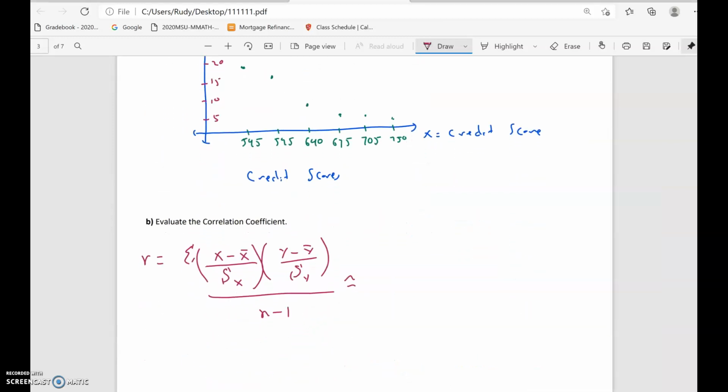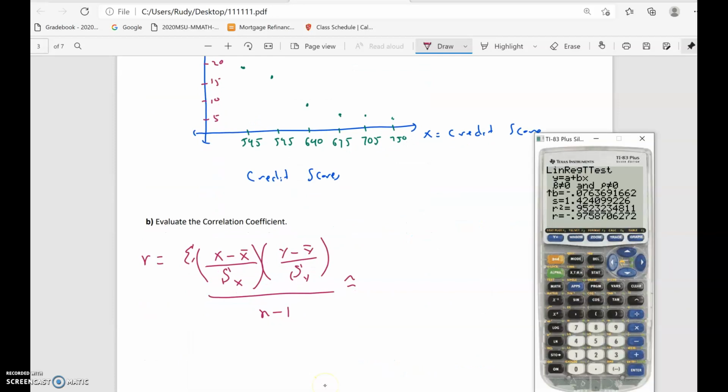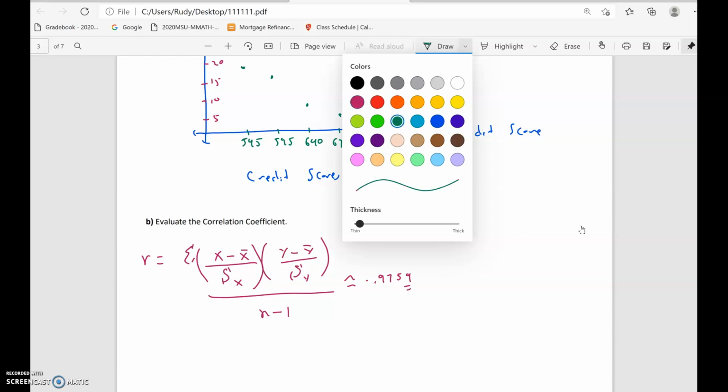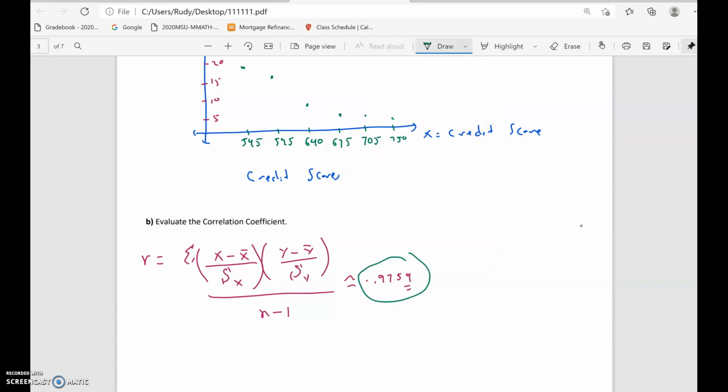In this case, we're getting a measurement of R to be negative 0.9759. I'm going to go to 4 decimal places, so negative 0.9759. Let me just double check.